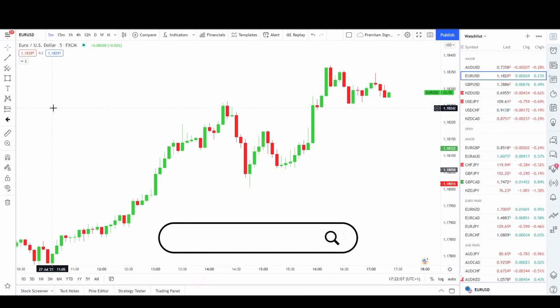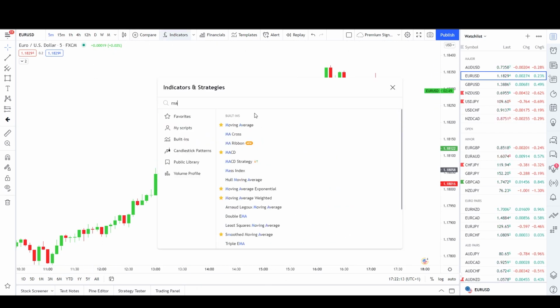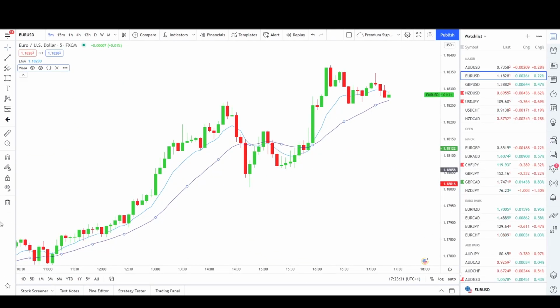So of course, we cannot start without any indicators. To add indicators, just simply press over here and type MA, or you can type moving average, it doesn't really matter, and then you need to choose the moving average exponential. So click on it once, and then we need the moving average weighted, and click on it once again. Once you add the indicators on your chart, this is how it's supposed to look.